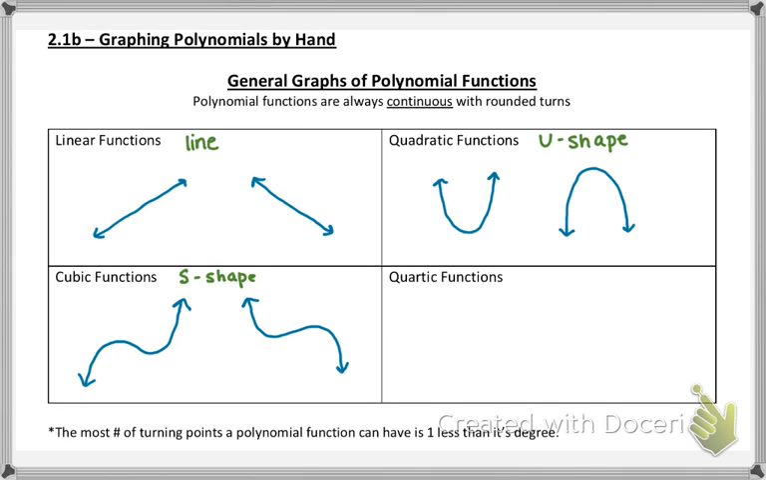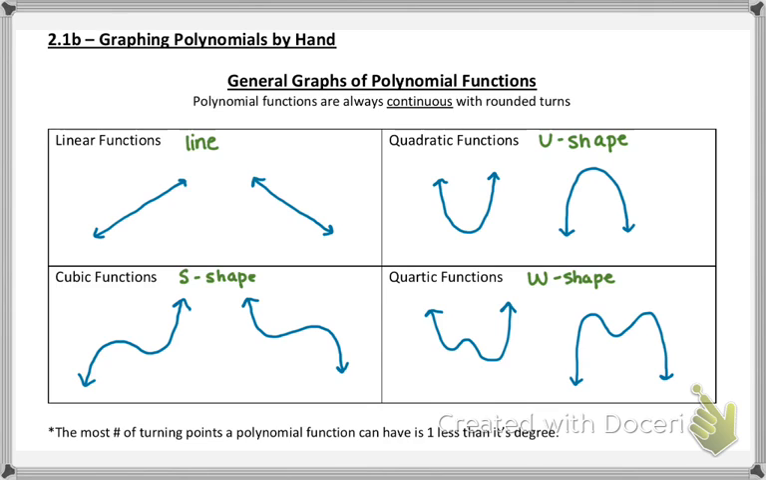And then finally, we haven't seen quartic functions yet, but quartic functions are y equals x to the fourth power, and they are generally W-shaped. So you could have some type of W that opens up, or you could have some type of W that opens down. And again, whether it opens up or down is determined by the leading coefficient, just like the quadratic equation. The A value determines whether it opens up or down.